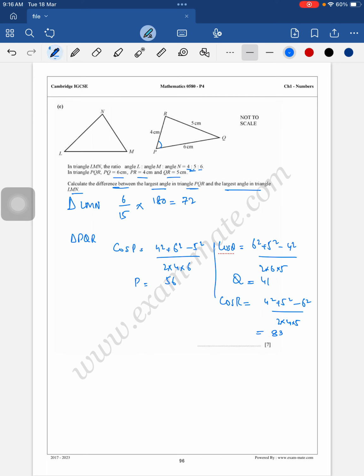Difference of the largest angle of triangle PQR, that is 83, okay, the value which we are getting over here is 82.8. So we will take 82.8 as largest, and the largest value over there is 72. So 82.8 minus 72, that is 10.8, right? Okay, clear?